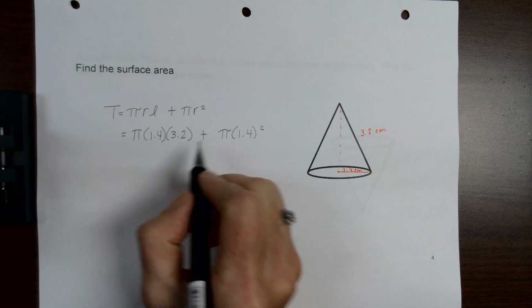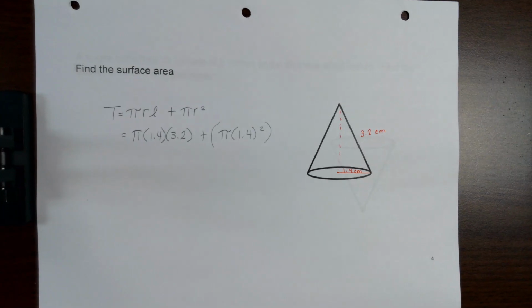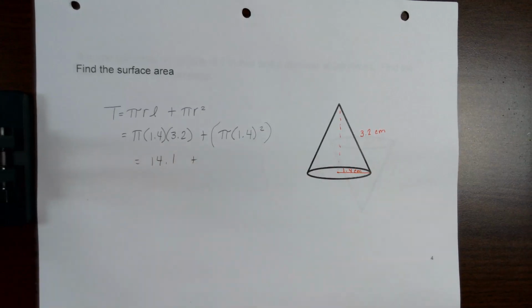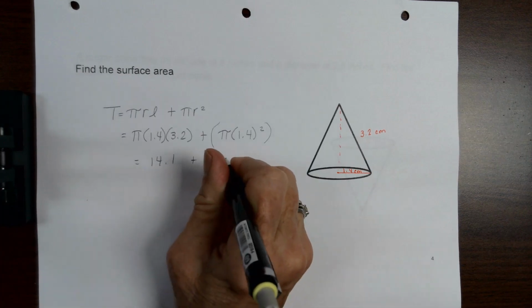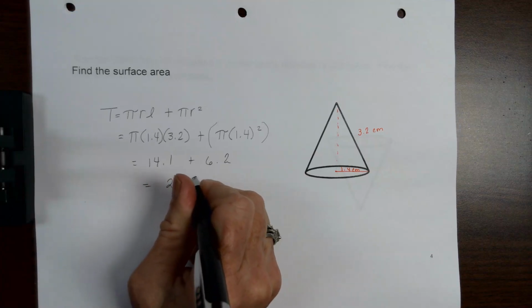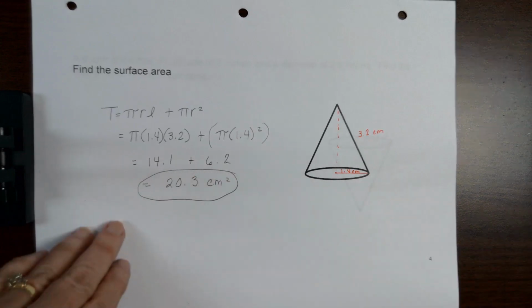Now if you do this all in your calculator, this part right here would need to be in parentheses. Pi times 1.4 times 3.2. I tend to do it in two sections. So I'll do the first part first, and I'll get a value for that, which is approximately 14.1. And then I'll do the second part. 1.4 squared times pi is going to give me 6.2. Now those are both rounded off. So that's going to give me approximately 20.3 centimeters squared as my total surface area for that cone.